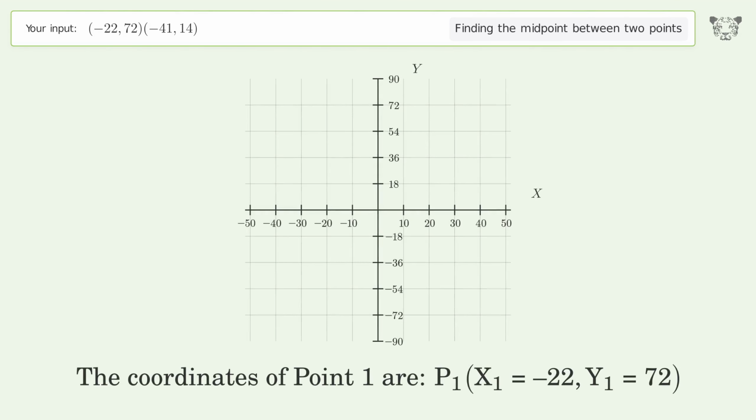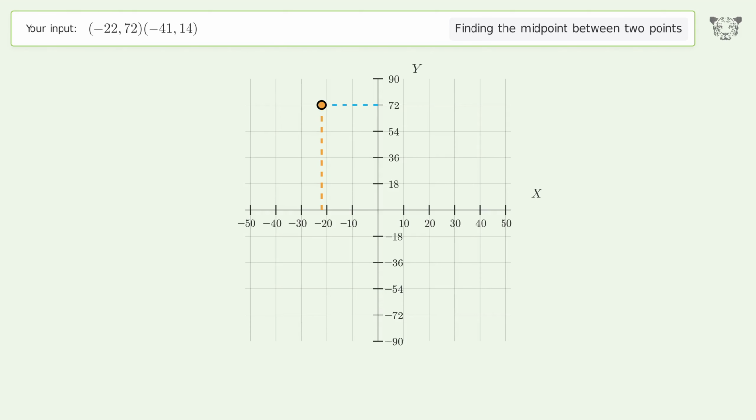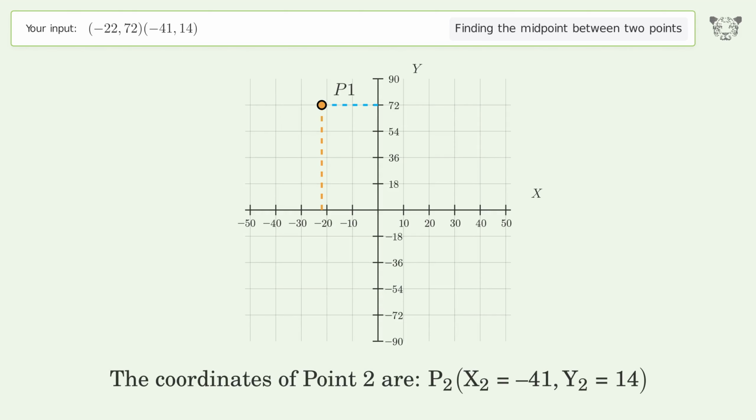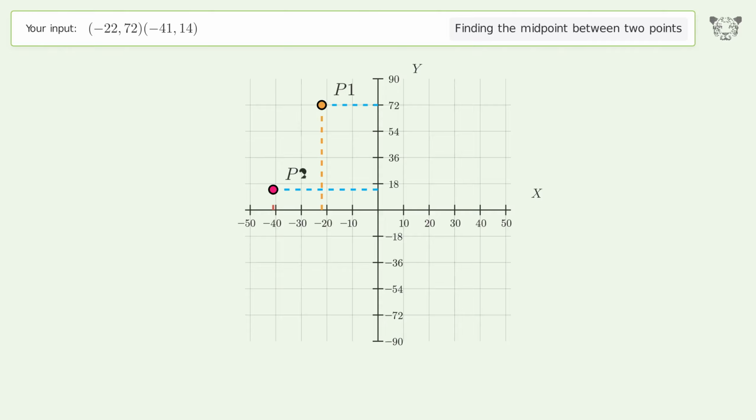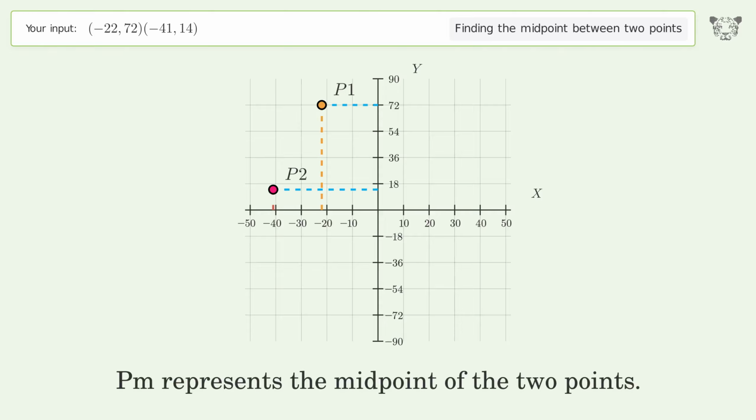The coordinates of point 1 are, x1 equals negative 22, y1 equals 72. The coordinates of point 2 are, x2 equals negative 41, y2 equals 14. PM represents the midpoint of the 2 points.